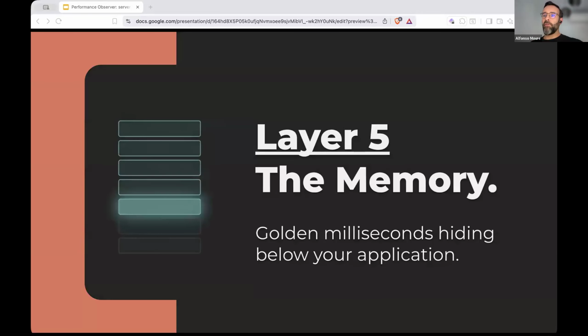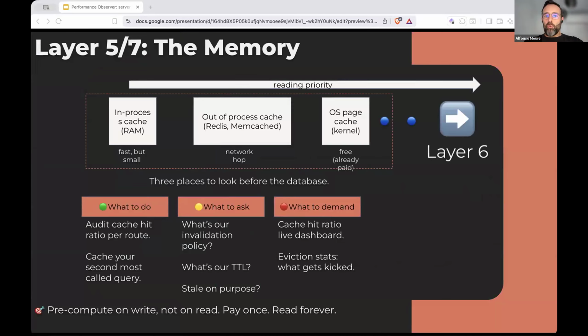So we're in layer 5, the memory. If the previous layer asked how do we run faster, this one asks something different: how do we not run at all what we are doing? So what's inside this box? We have 3 places where memory lives, plus a fourth, but we are going to talk about it later.